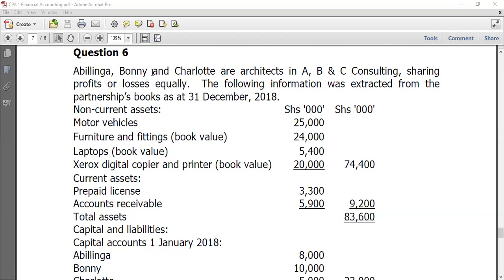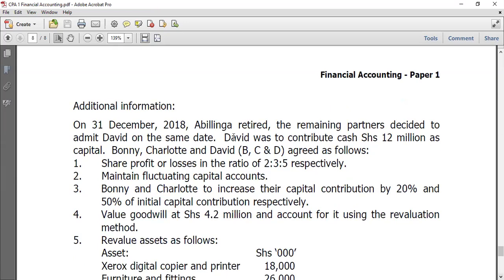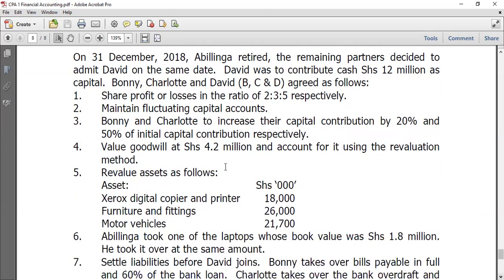So there's a question here. This is Bonnie and Charlotte, and they're architects in a consultancy firm. This is what they basically do. And then they are telling us that a builder was retiring, and the remaining partners decided to admit David. Okay, and David was to contribute cash 12 million as capital. And Bonnie and Charlotte were to increase their capital contribution by 20%. Goodwill was 4.2. Account for each using the revaluation method.